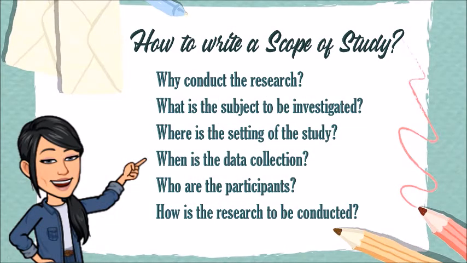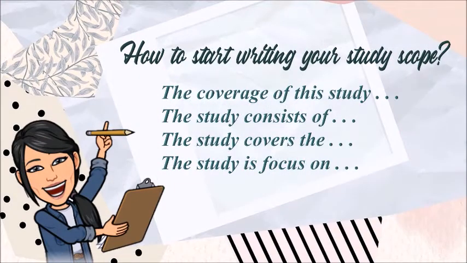A scope statement answers the following questions. Why conduct the research? What is the subject to be investigated and the included variables? Where is the location or setting of the study? When is the data to be collected? Who are the subject matter of the study and the population from which they will be selected? And how is the research to be conducted? Here are sample phrases that may help you express the scope of the study.